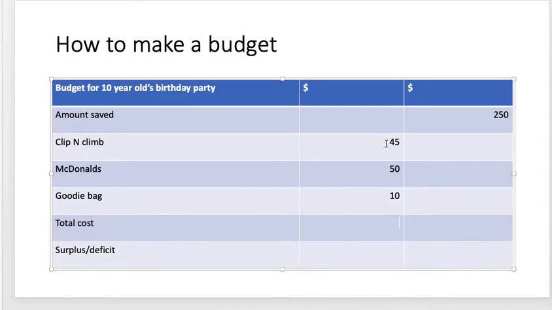So now I've listed all of my expenses. I'm going to add them up and put a total out here. So 45 plus 50 is 95, plus 10 makes it 105. So 105 goes in here. And so that's our total cost. Now further up the top here, we've got the amount that was saved to create for the birthday party. I'm just going to write that in here so you know.